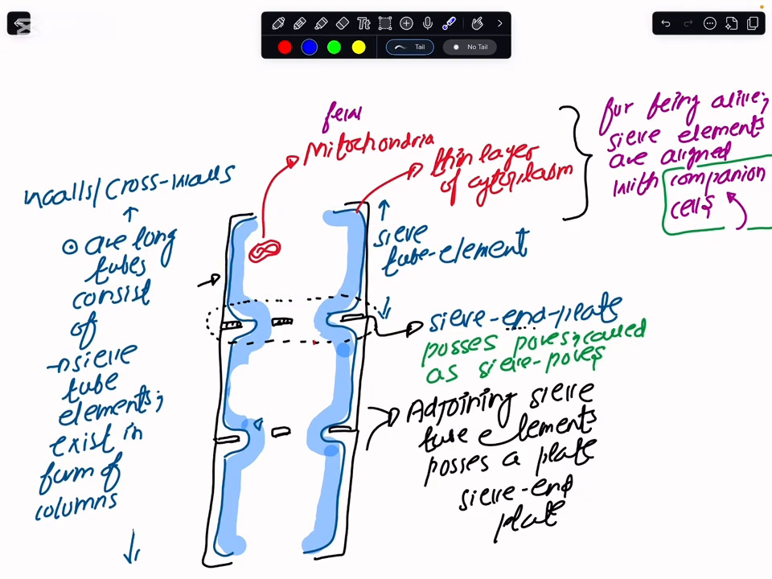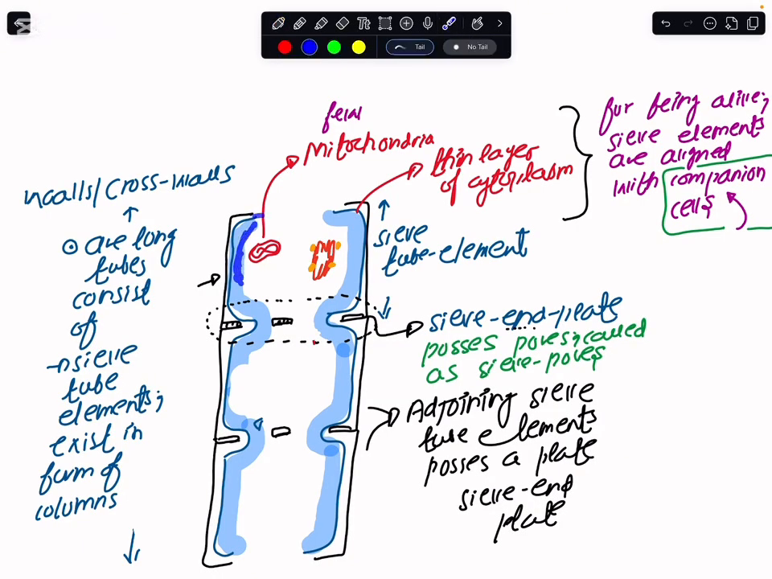And for every individual sieve tube element that I am showing you at the moment, they have in them a thin layer of the cytoplasm, which is denoted by a blue marking. They would have some fewer mitochondria in them. And at the same time, they would also have fewer endoplasmic reticulums. And on those fewer endoplasmic reticulums, there would be the presence of these small spherical units, and they are the ribosomes.